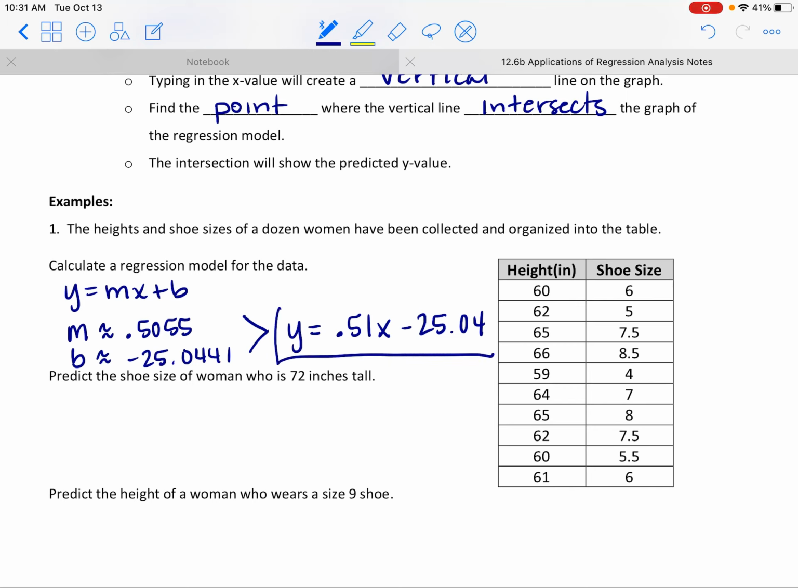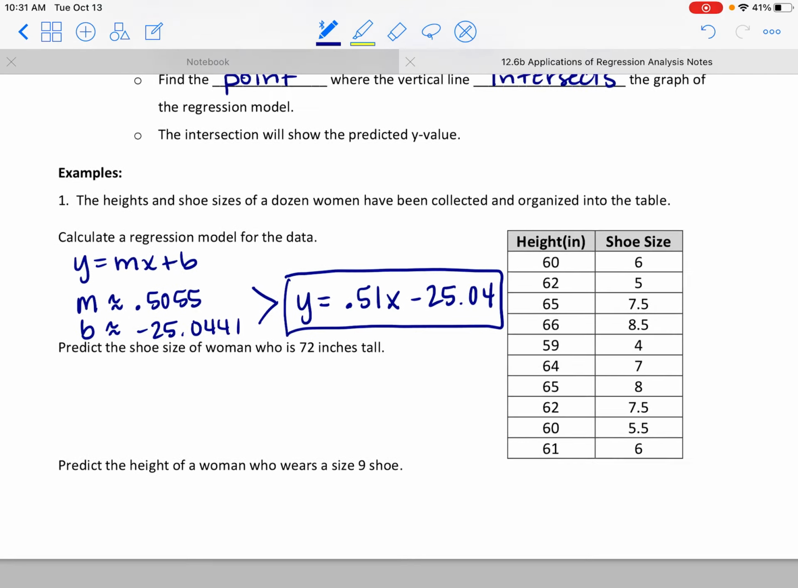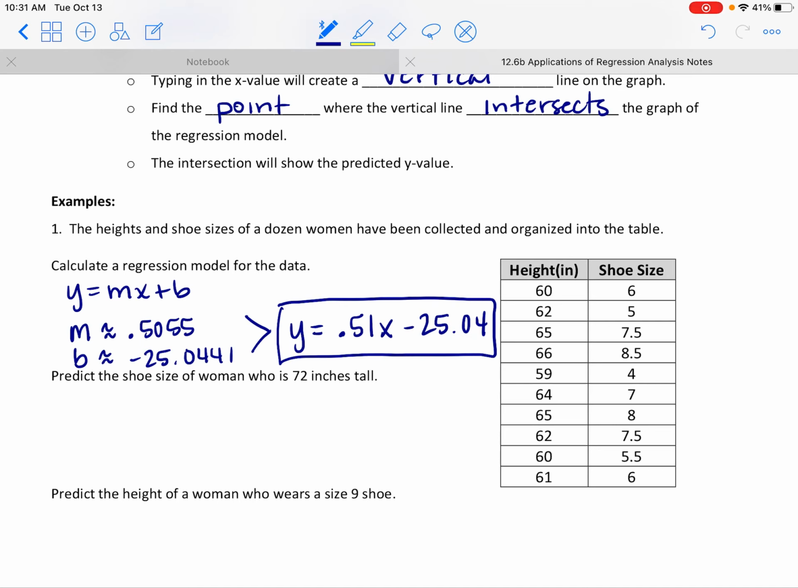If you wanted to keep more on the decimal, they're also fine. Okay, so there's our model. Now we're going to use the model to make some predictions. So this is the point of creating the model.